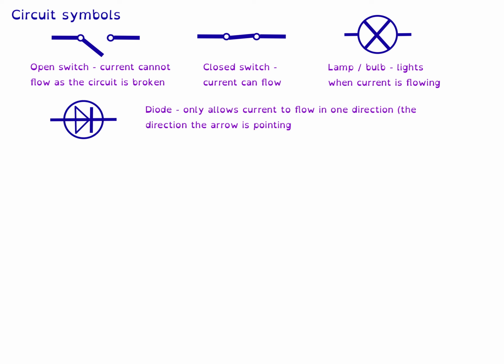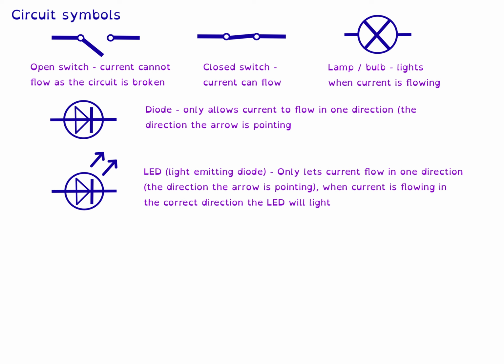This is a diode, only allows current to flow in one direction, the direction that the arrow is pointing. And this is an LED, a light-emitting diode. It only lets current flow in one direction, again the direction that the arrow is pointing, and when the current is flowing in the correct direction, the LED will light up.